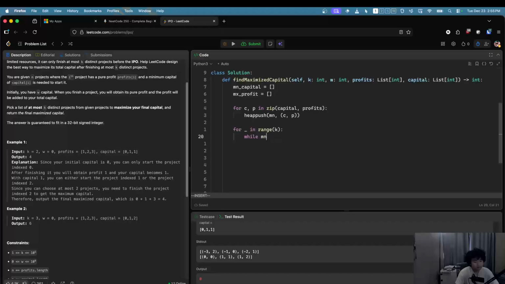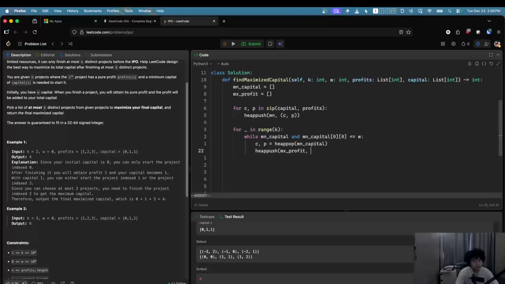Within the k times, I'm going to do while min capital and the current, I guess the peek at the head. So while W is less than or equal to the head of the min capital, of basically the first value. So let's say the capital here is less than our weight, then that is a valid profit we can take. So we're going to pop them out. So that's capital and profit from heap pop min capital. Then we're going to add only the highest one to the max profit.